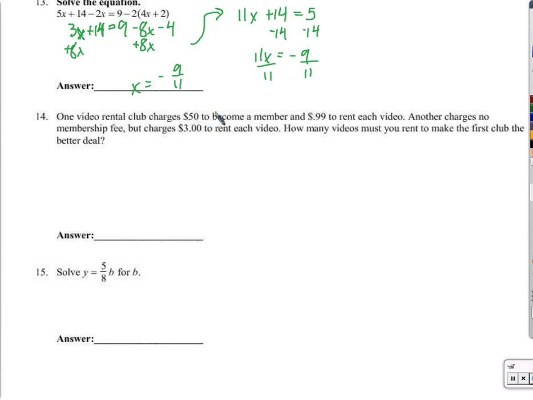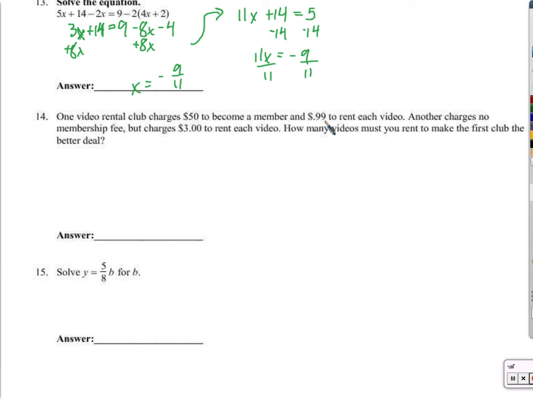One video rental club charges $50, plus 99 cents a video. The other charges $3 a video, no fee up front. Okay, so at this first place, how much would it cost me to rent one video? Well, $50 plus 99 cents for the one video, $50.99.